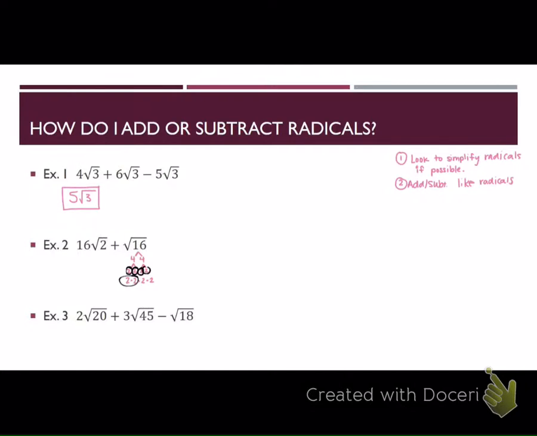Yes, it's terrible. 2 times 2 is? What's 2 times 2? So 16 radical 2 plus 4 is really what that is. Are those like terms? No, be very careful because I see a lot of you guys when you see something like this doing 16 plus 4. Can you add the 16 and 4? No, this would be like 16x plus 4. Can you add 16x plus 4? No, it just stays the same. So that is your answer.